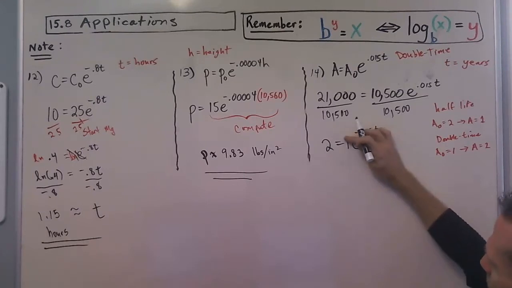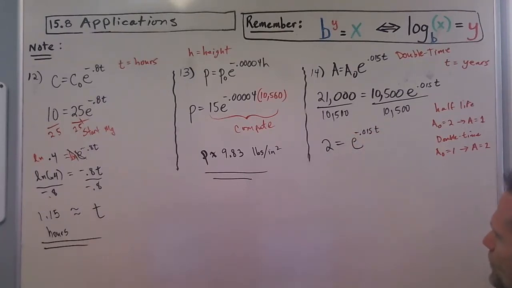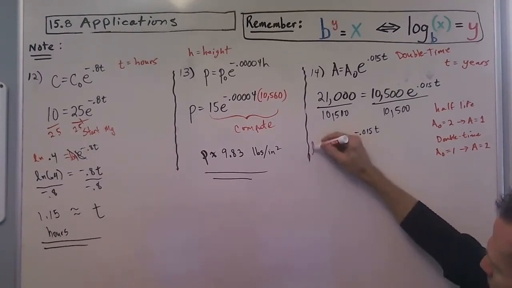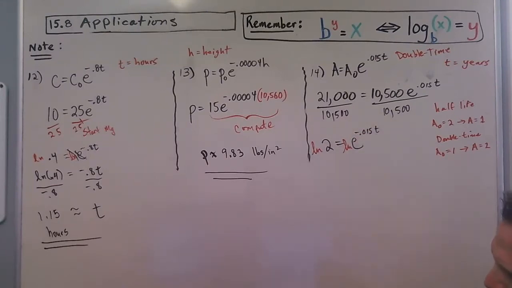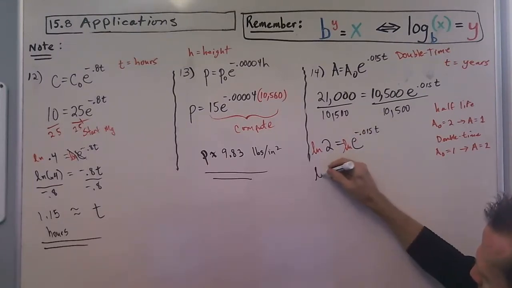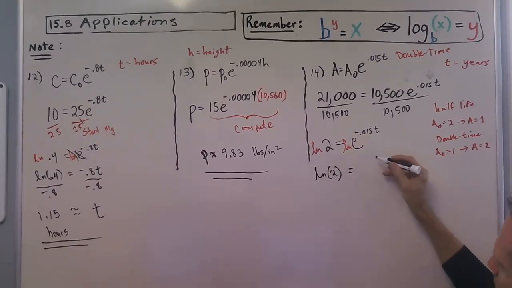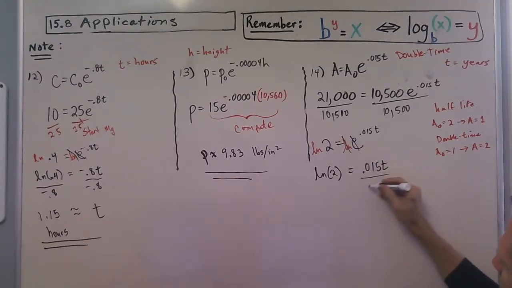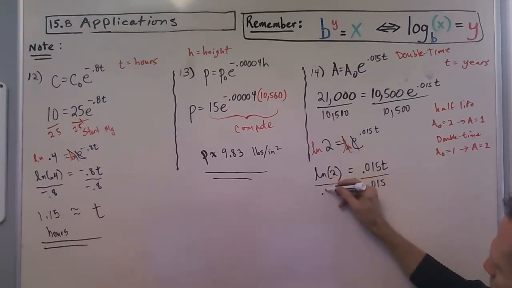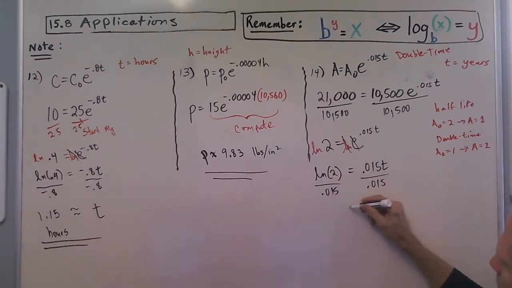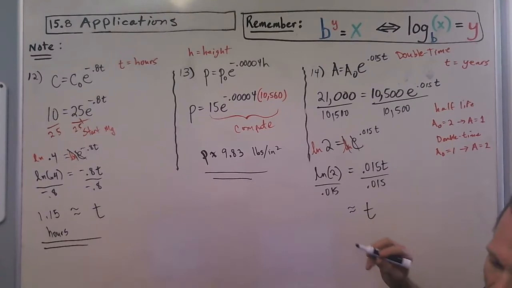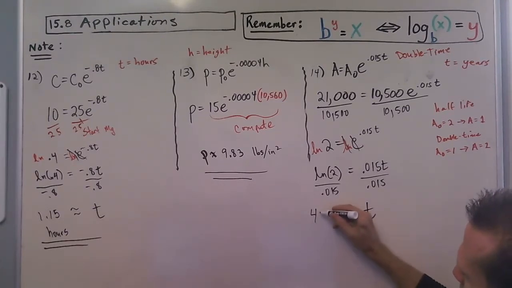So now we have 2 is equal to e to the 0.015t. We can take the logarithm of this side and the logarithm of this side. We get ln of 2, or the natural log of 2, equals... Oh, I don't know why I keep putting that negative in there. Lucky I'm catching myself. And then I'll divide by 0.015 and divide by 0.015. I get t is approximately 46.21 years.